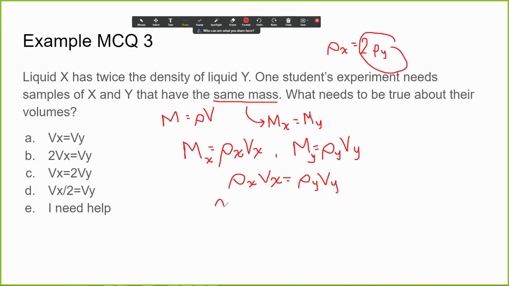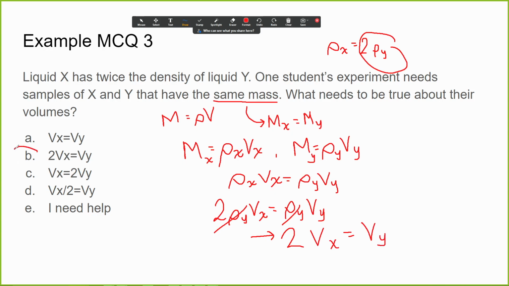So I could say, okay, 2 rho Y Vx is equal to rho Y Vy. And now I can cancel out this rho Y because I don't know anything about the densities other than that one is double the other. And I could say, okay, then 2Vx is equal to Vy. And that is answer B on our thing here.